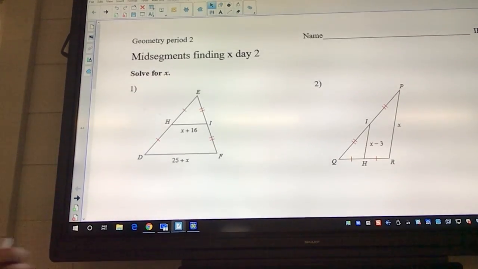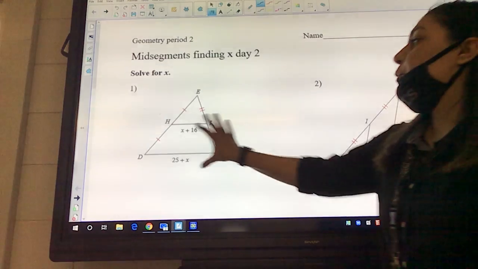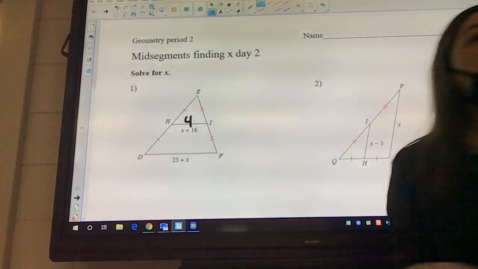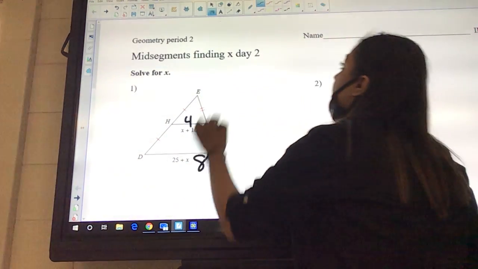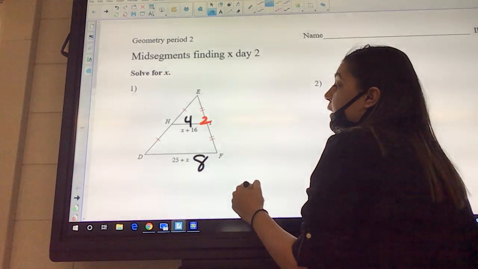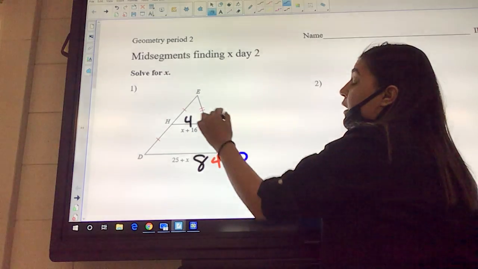The mid segments of a triangle. So we already looked at these before, and we're going to pretend these numbers aren't here. If this one is 4, what does the big one have to be? 8. Okay? And if the small one is 2, what does the big one have to be? 4. Okay?